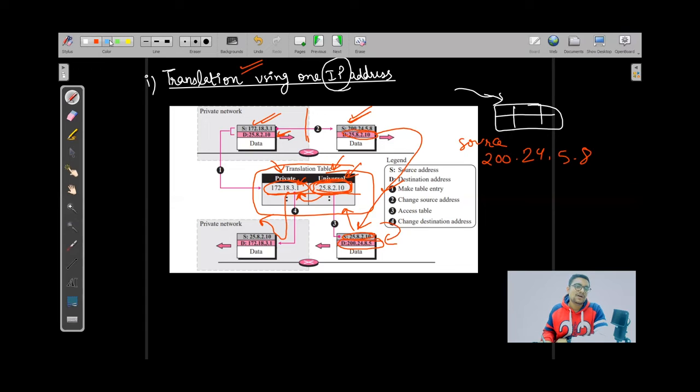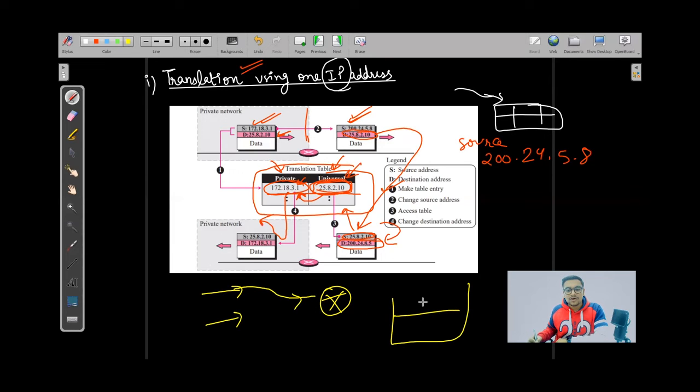The disadvantages are like that. Let's suppose there are two hosts, and at the same time, both of the hosts want to communicate to this particular IP, which is 25.8.2.10. Then what will happen is that, let's suppose I went to the NAT router and I created an entry for one. So this is device number one.